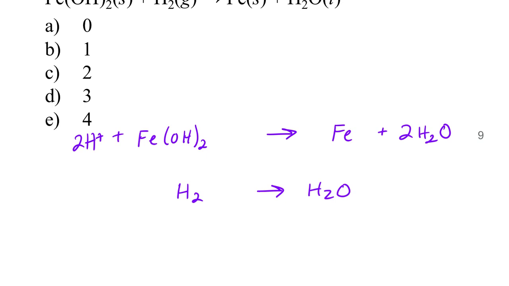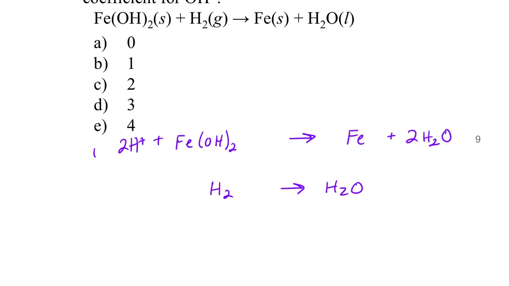And now we can add electrons. So in terms of overall charges, we have +2 on the reactant side of that first half reaction and an overall of 0 on the product side. So we need to add 2 electrons to the reactant side in order to balance those charges. Make sense?